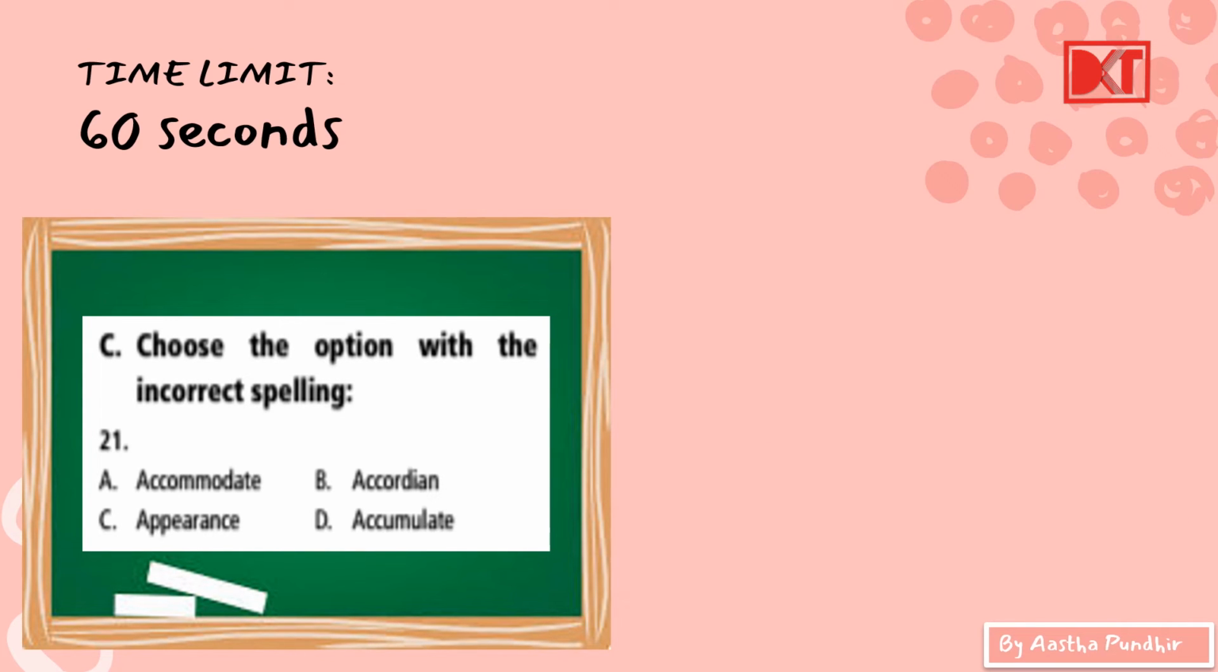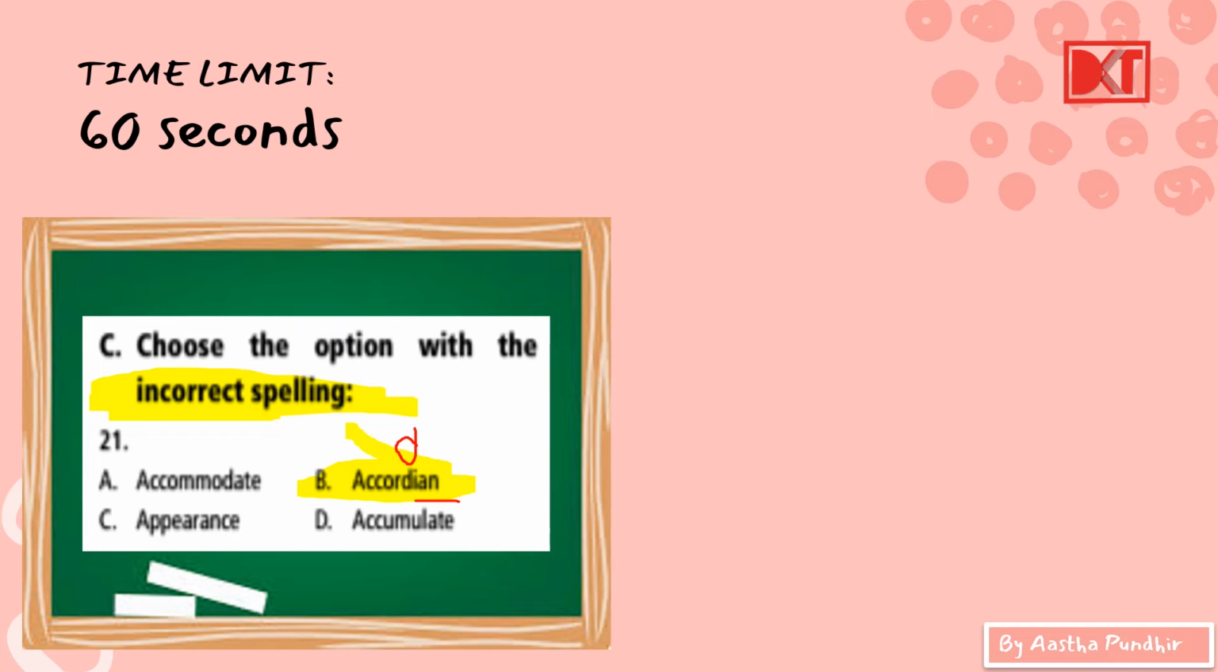Okay, there's a twist in the questions. Here what we have to do is choose the option with the incorrect spelling. There are 4 words given. Choose the one which is incorrectly spelled, which means the word which is misspelled. Here we have accommodate, accordion, appearance and accumulate. Here the incorrect spelling and the correct answer is B, accordion.